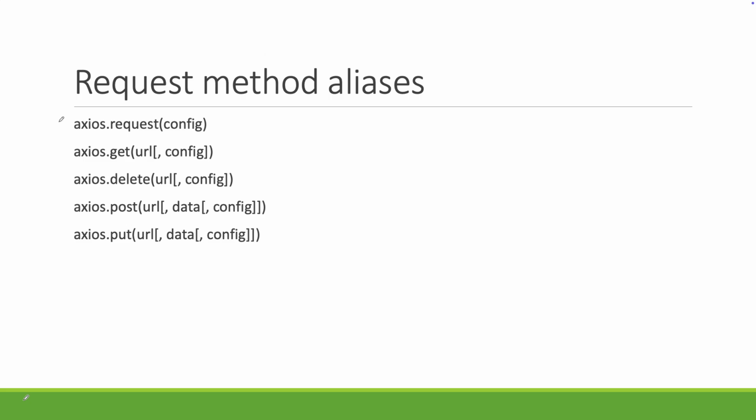So for Axios, we have the request method, which is more general. And we also have get, delete, post, and put. For post and put, you can have data, which is what kind of data you want to change or save. For get and delete, they don't have data. And they all have configurations. You can configure your request.